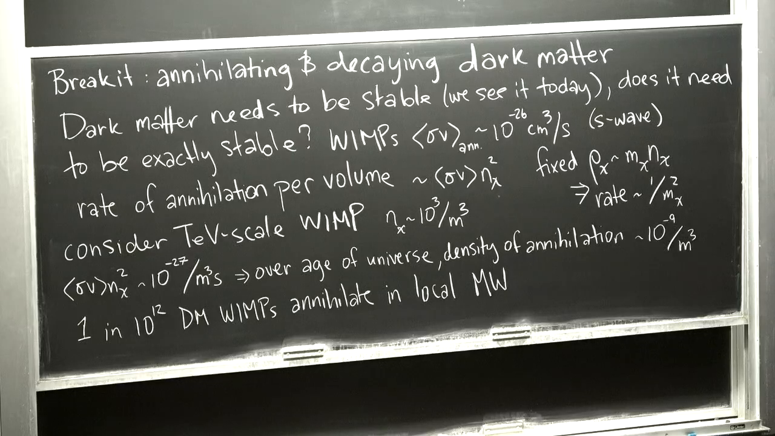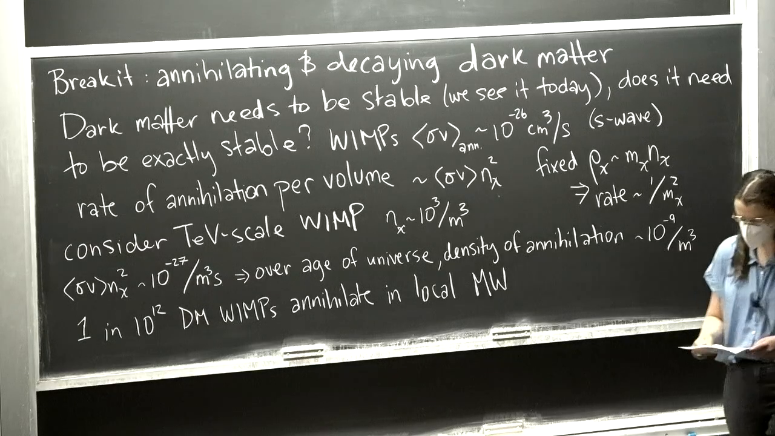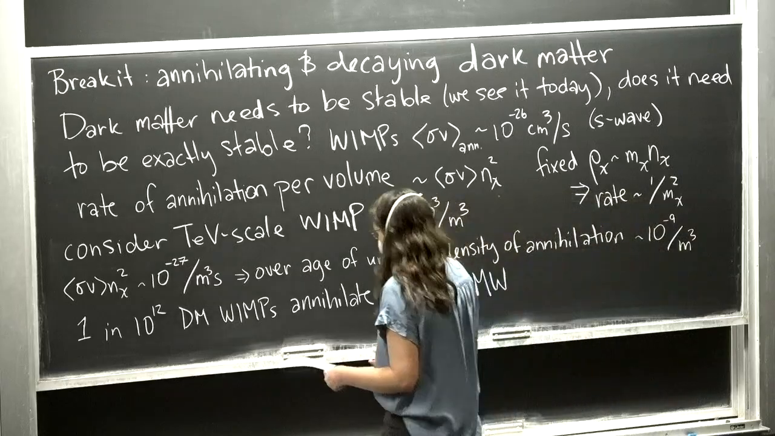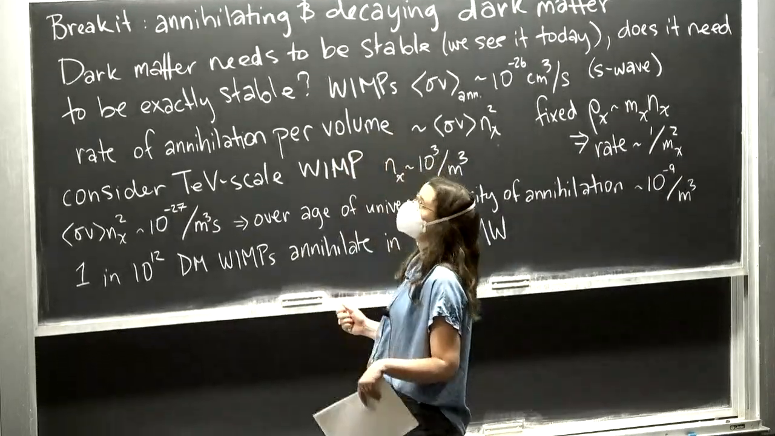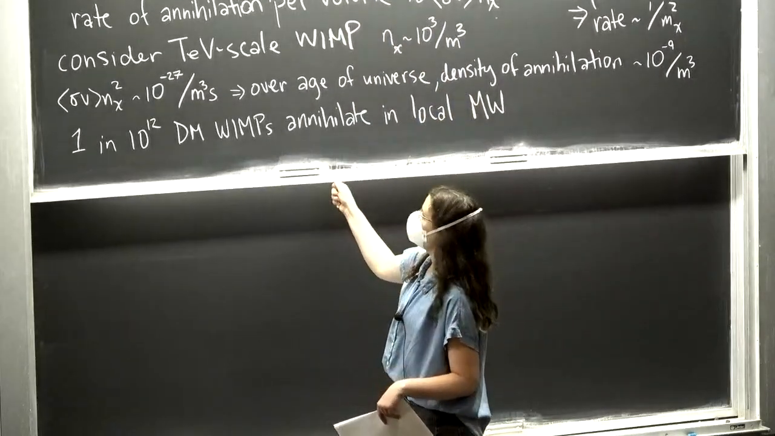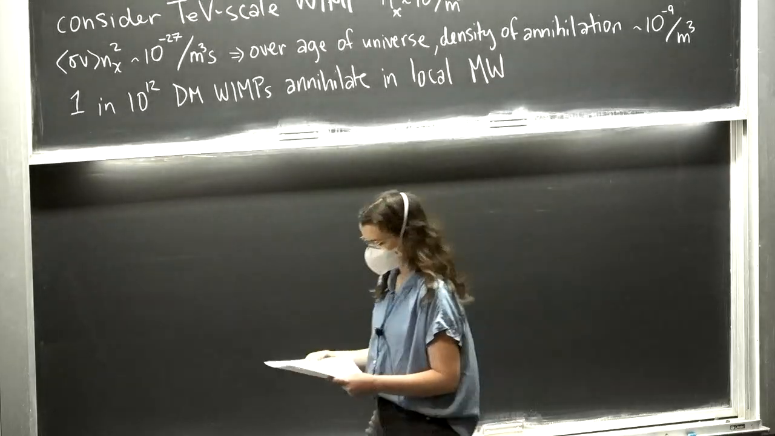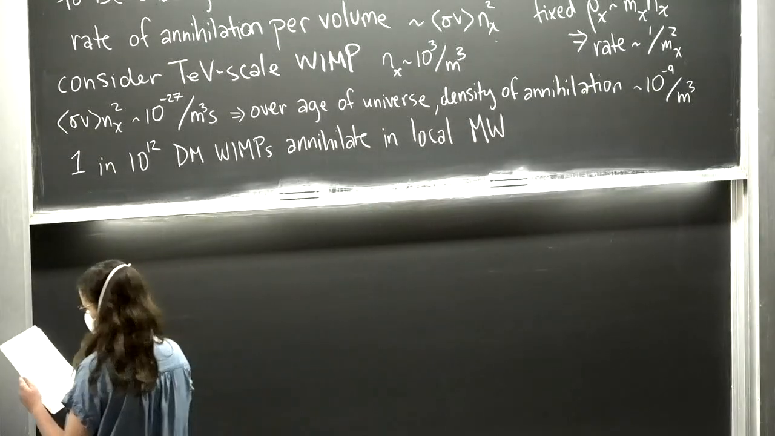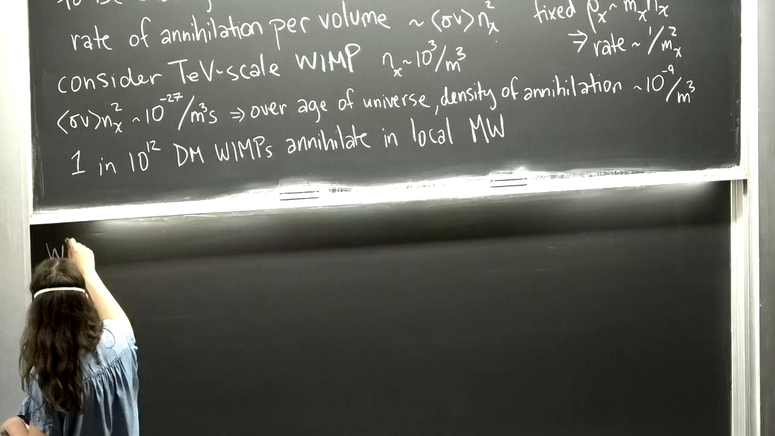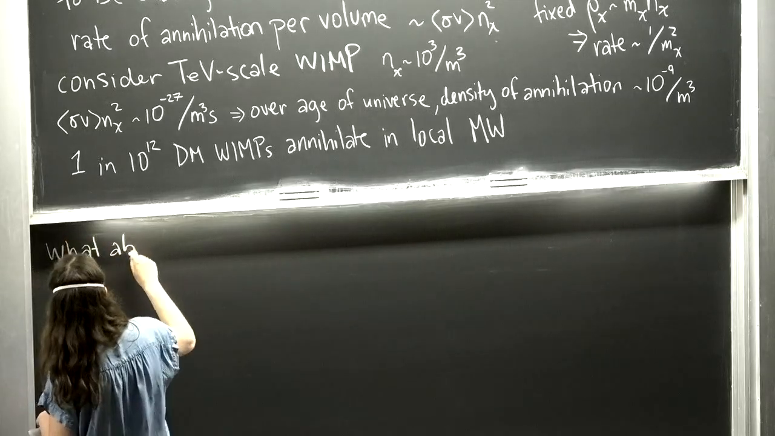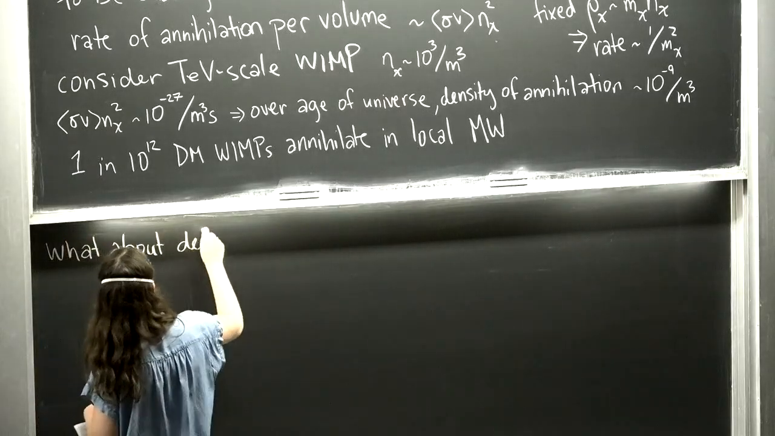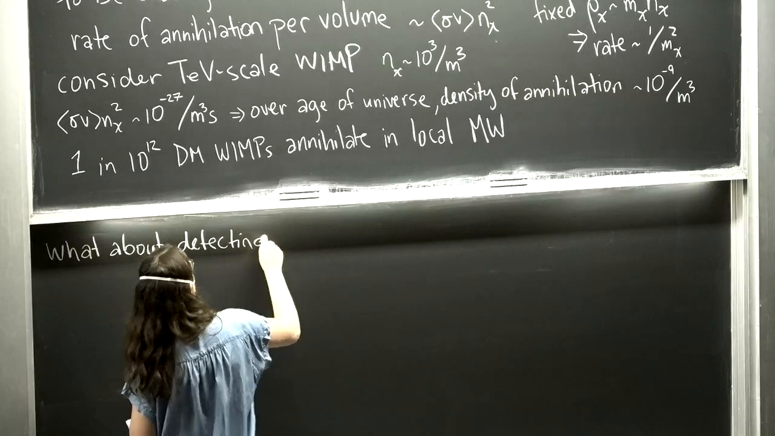And so there's no way we're ever going to be able to detect that gravitationally, right? That's not really making any difference in terms of what dark matter is doing dynamically in terms of its gravity. But what about looking at the annihilation byproducts? So what about detecting the byproducts?